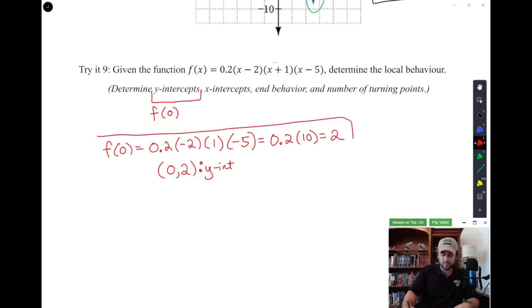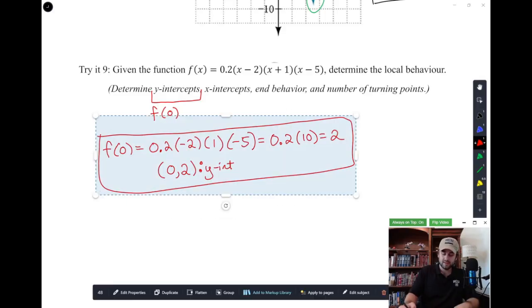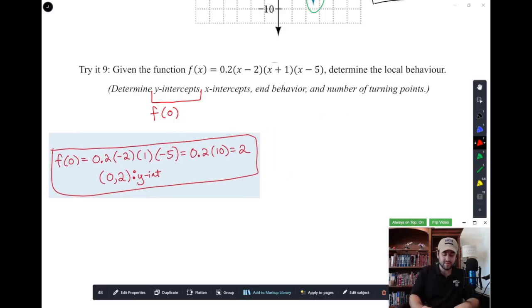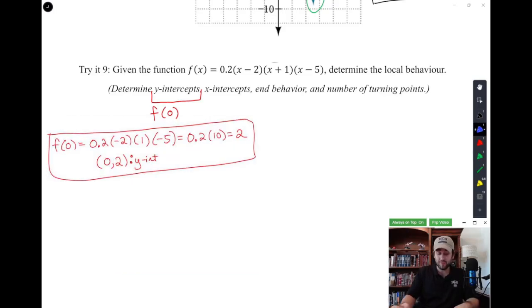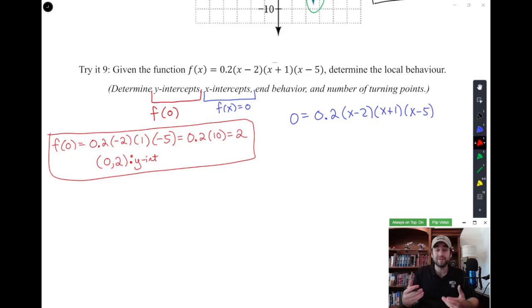All right. We did one thing they asked for. Second thing they asked for, x-intercepts. And the nice thing about this is they've already factored it for us. We don't have to do the hard part of factoring. X-intercepts just come from f of x equals 0. And so we say 0 equals 0.2, x minus 2, x plus 1, x minus 5. And we have it already factored out.